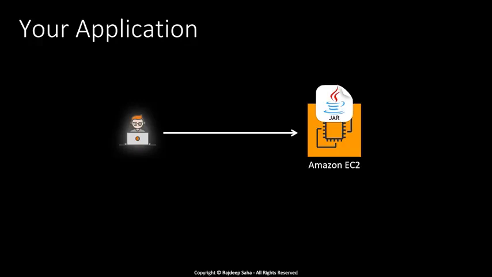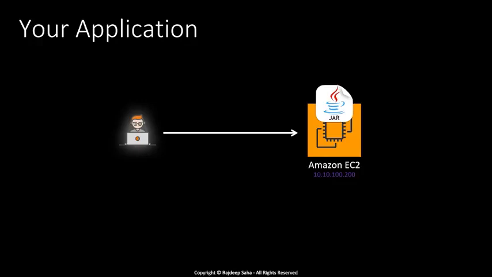So one way could be each Amazon EC2 will have an IP address, so you can directly invoke this IP address to invoke your application. But there are caveats to it. What if this Amazon EC2 goes down and another new Amazon EC2 comes up in its place with another new IP address? How will you discover that new IP address?